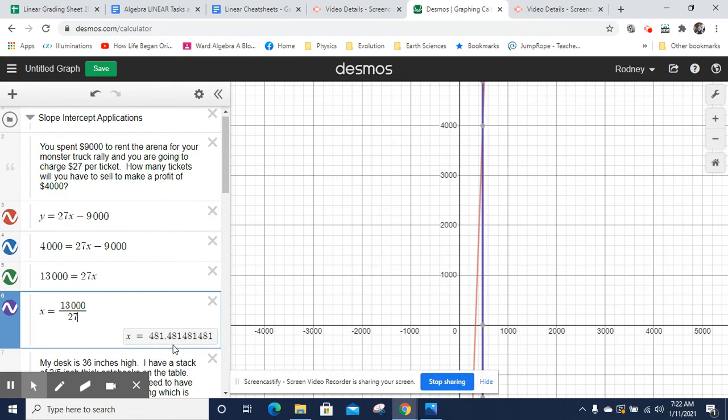And that's how many tickets you would need to sell. Of course, being tickets, you can't sell fractions of a ticket. So you have to round up to get the actual answer for this question. So the answer ends up being 482 tickets.